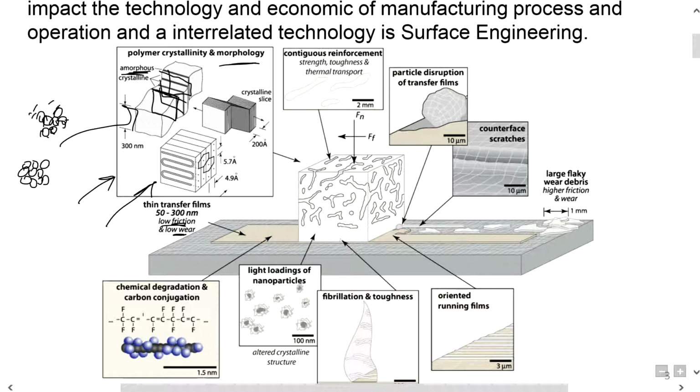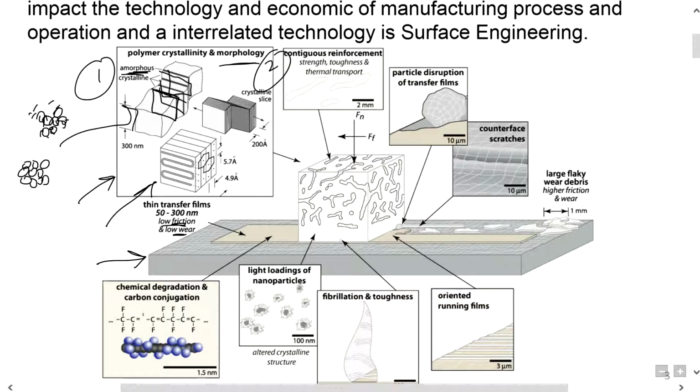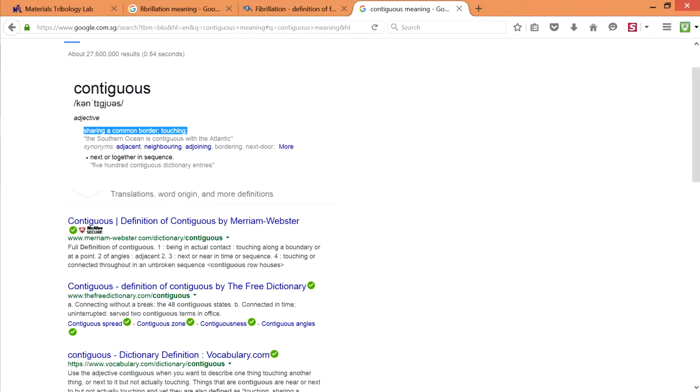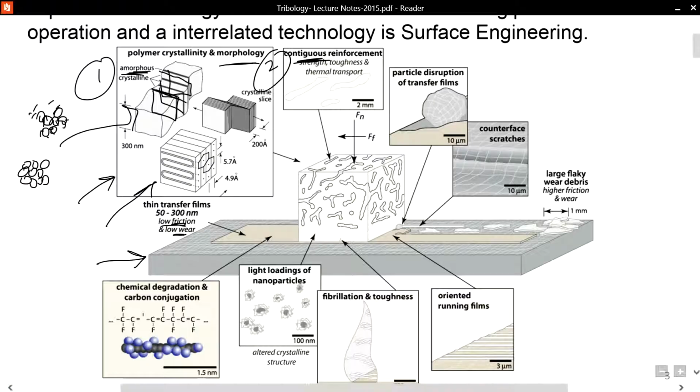In fact this picture explains everything about tribology, in terms of the different ways of how you look at it. So this is the first way, and then the second way is the strength and toughness, contiguous reinforcement. So let's take a look at what contiguous means. It says sharing a common border, sharing a common interface.